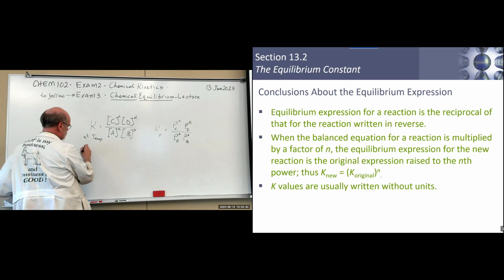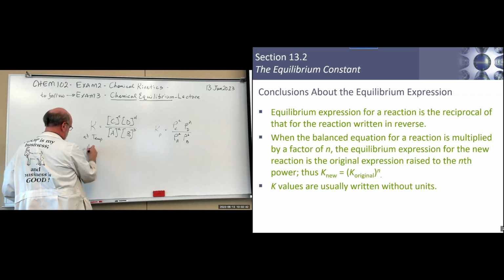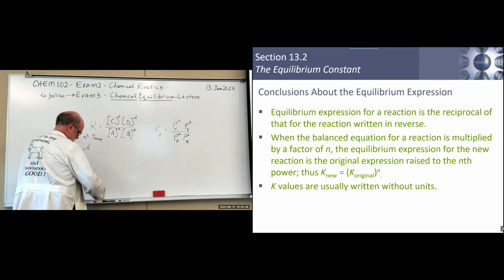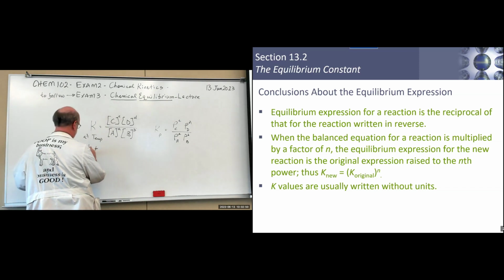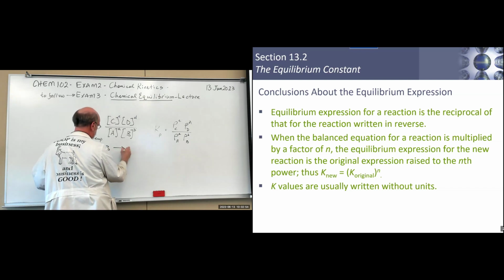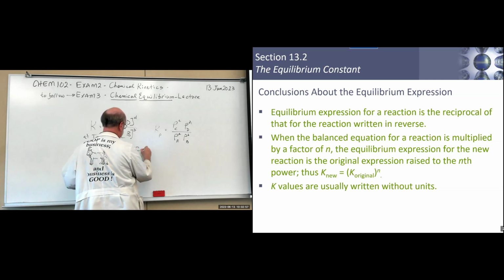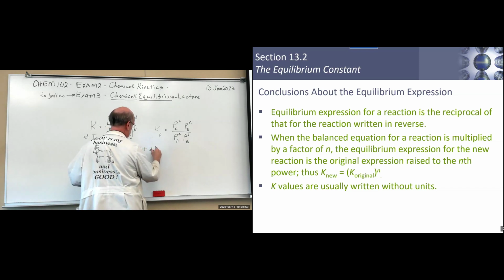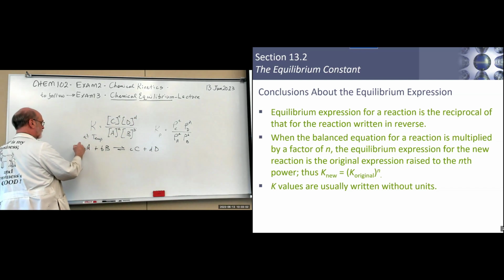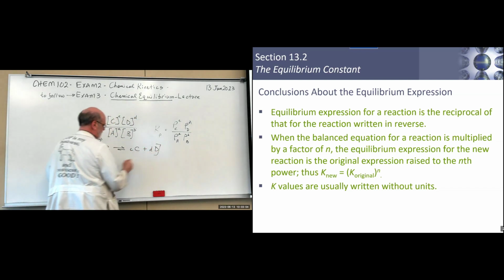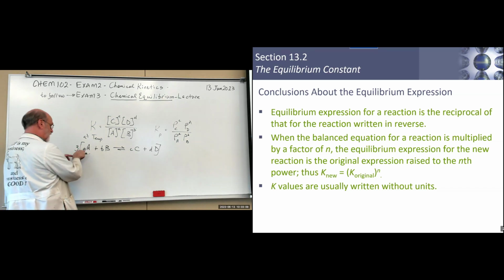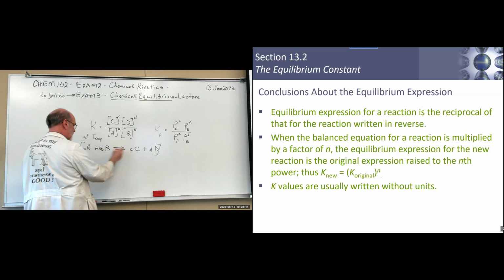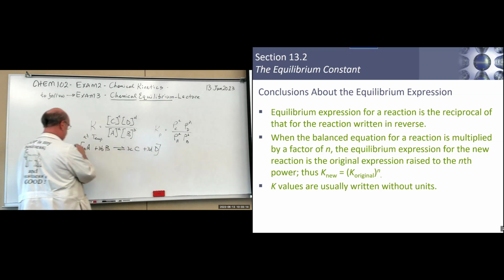Well, let me write out the whole equation. Let's see, we have A, B, in equilibrium with C and D. Okay, we multiply that times a factor. Let's make something up, say 3. Right? So now it becomes 3A, 3B, 3C, and 3D, right?